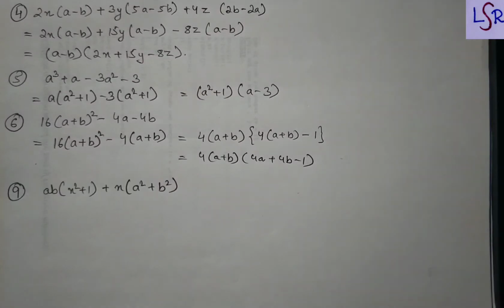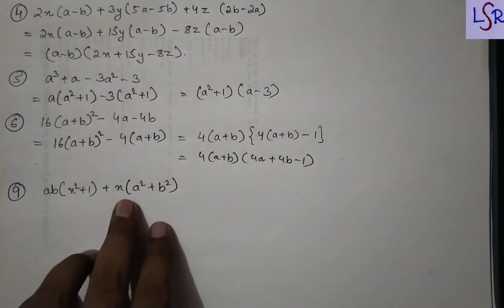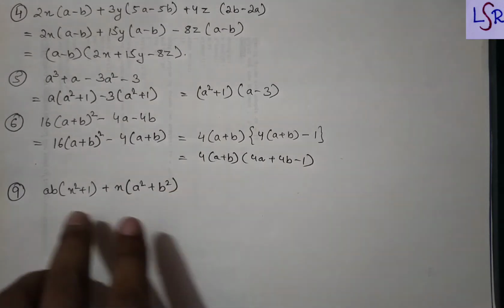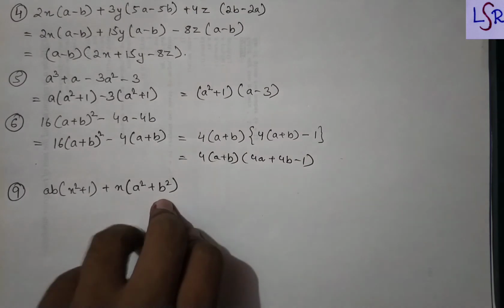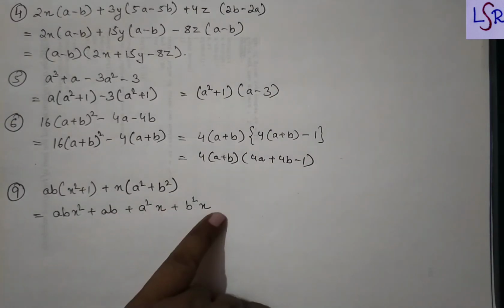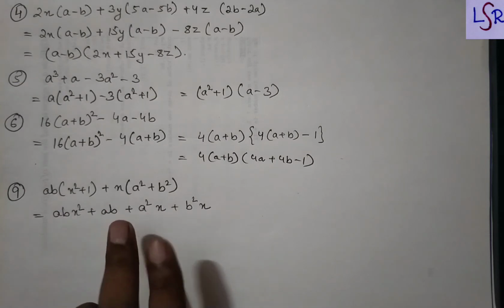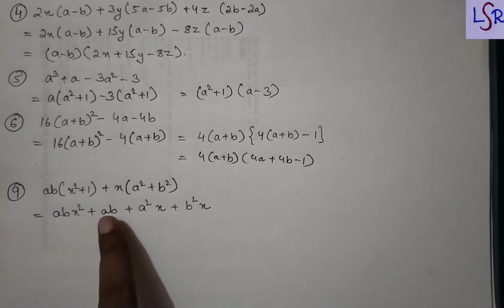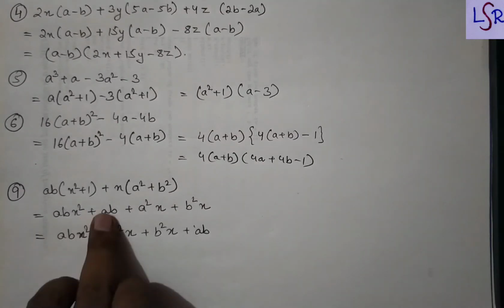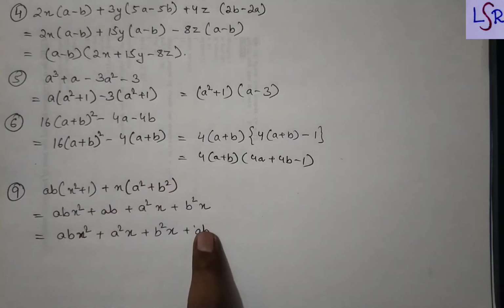Now here we have got question number 9, that is ab with a bracket and then x with this bracket. Now we have to solve it, and before solving it we have to first of all open the brackets, and for doing so we have to multiply these two and we have got this expression. And now the step we have to do is shift the second term to the last to arrange them. Here I have shifted the second term to the last and we have got this.